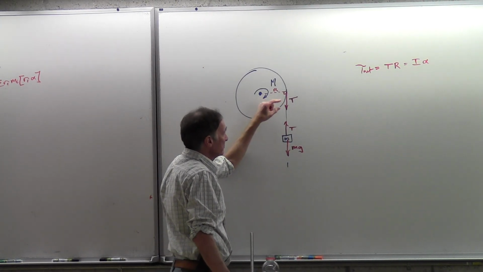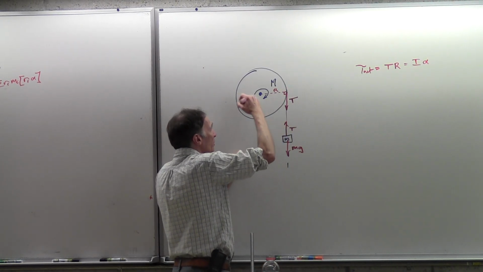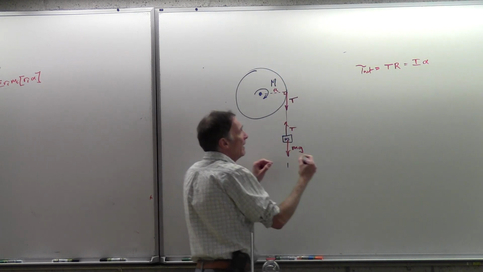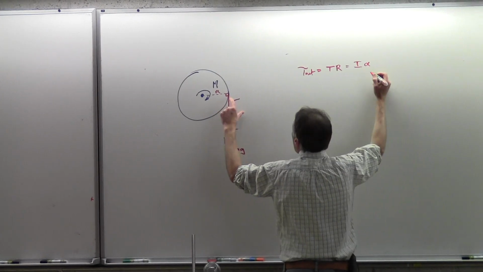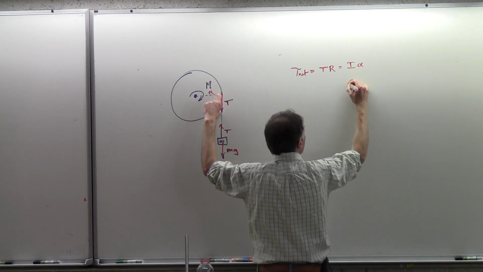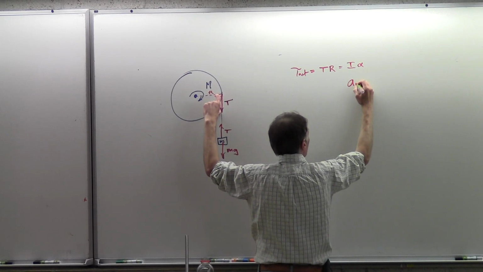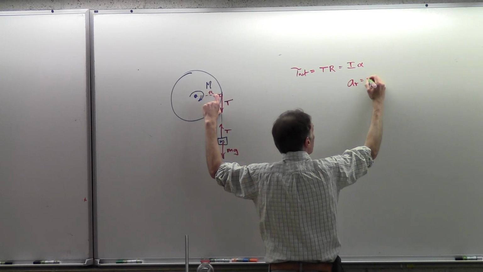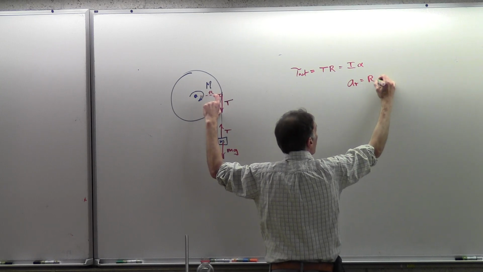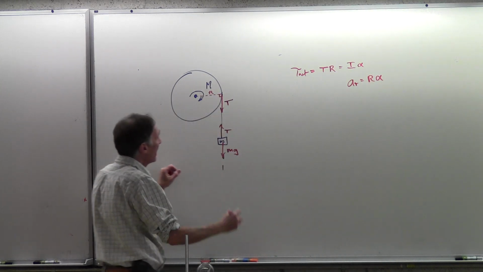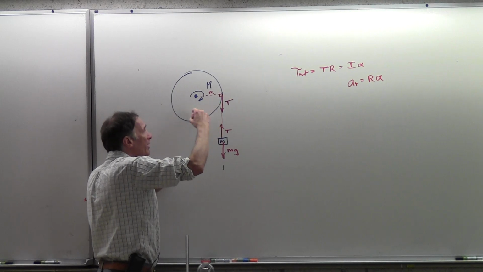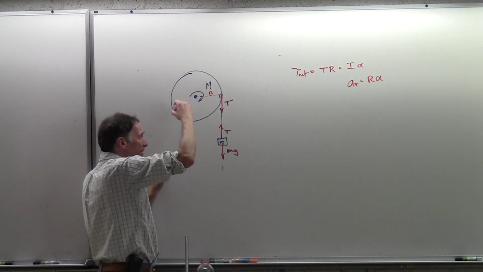Now, as this thing starts to accelerate, there's going to be a tangential acceleration. We kind of talked about this earlier. Tangential acceleration is going to be equal to r times alpha. Tangential acceleration would be a point on the rim of this thing as it's accelerating.